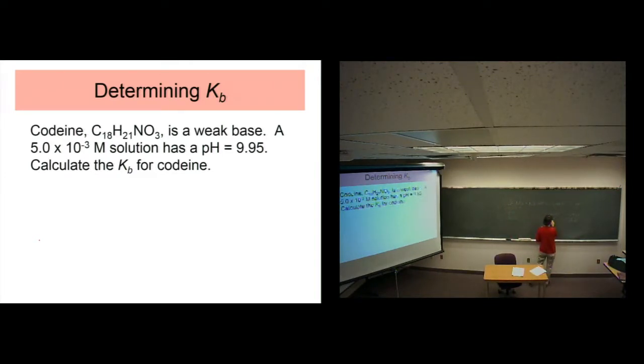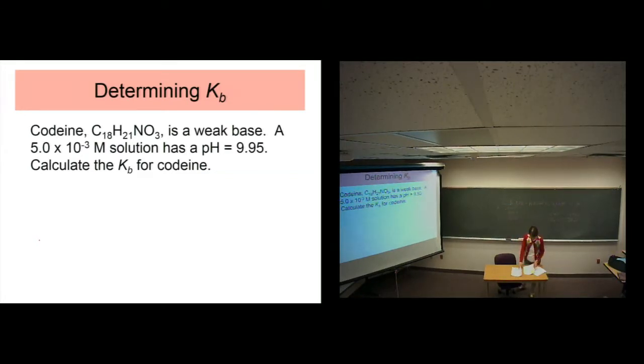Now, do I have to worry about water? We don't have anything for water. No, because it's a pure liquid. Of course not. Exactly. So we don't put that in there. So those are our concentrations. Let's put that into our Kb expression. Kb is equal to those concentrations. So what does it come out to be?